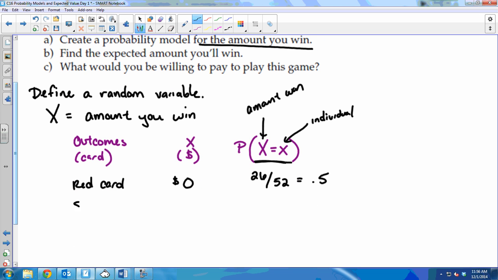So then the next one says if you get a spade, you win $5. So that's my next outcome. How many spades are there? 13, which ends up being a fourth, right?